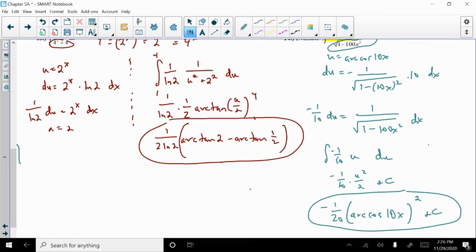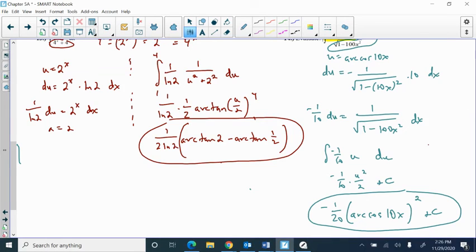Okay, so just to reiterate, the main goal of this section of these 3 videos was really to give you practice recognizing which technique, which strategy, what antiderivative you are trying to solve.